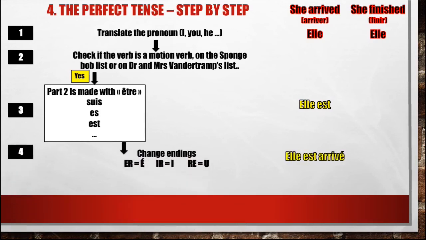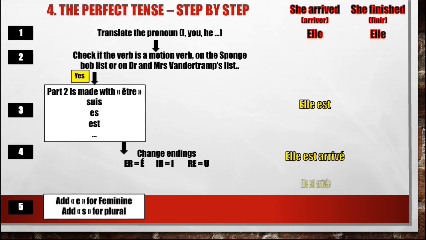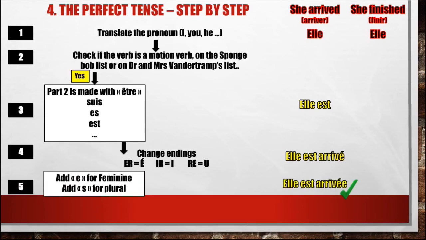The ER from arrivé changes and becomes E accent. And because it is one from the SpongeBob list, the house or Dr. and Mrs. Van der Trump, then we need to remember it's annoying and we need to look for feminine or plural. Here we had she, so we need to add the extra E, and this is how we say she arrived. Elle est arrivée. Now let's go back to she finished, which was not on any of those lists.